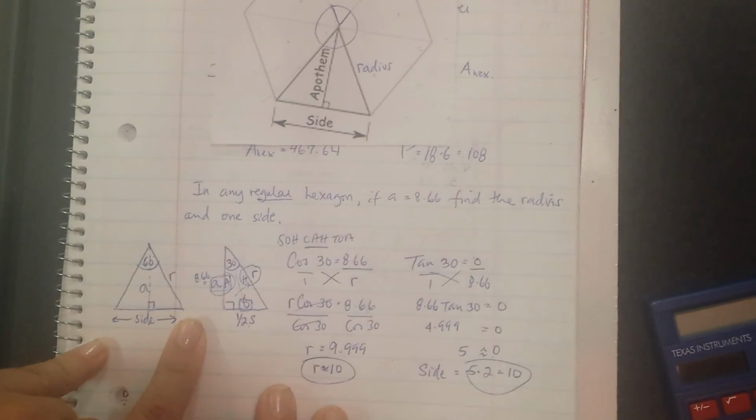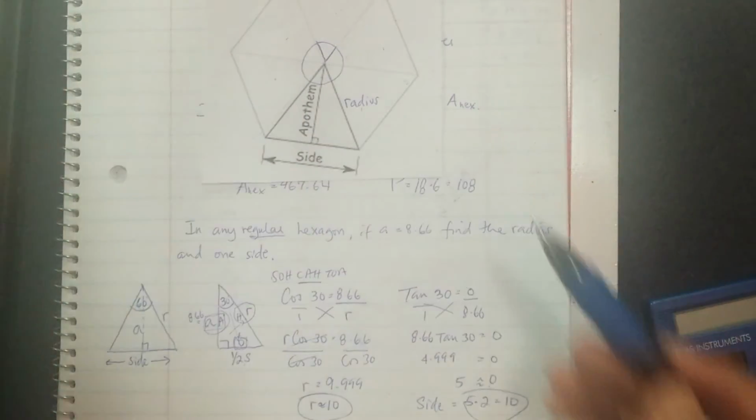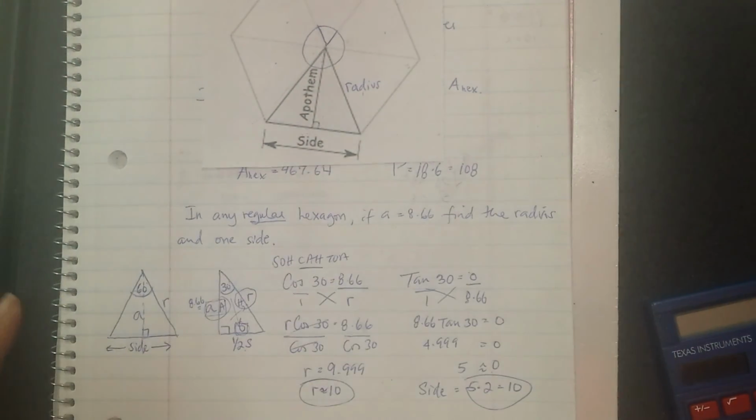And that's how they're going to ask the EOC question. They're going to give you something and ask you to find the radius or the apothem or the area, and this way you've covered everything.